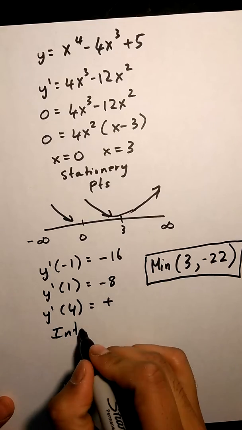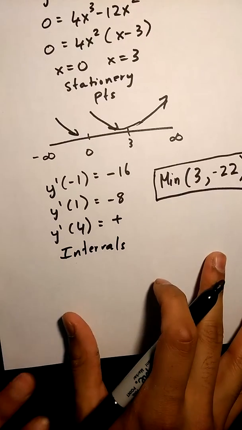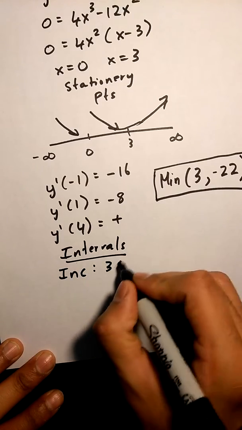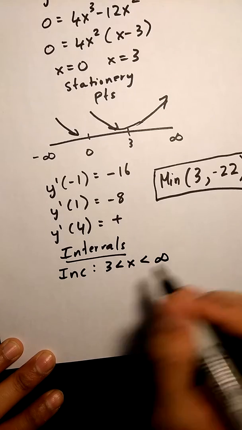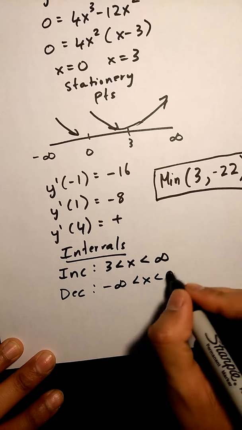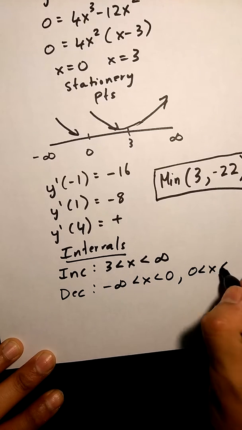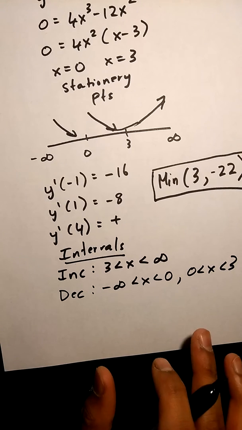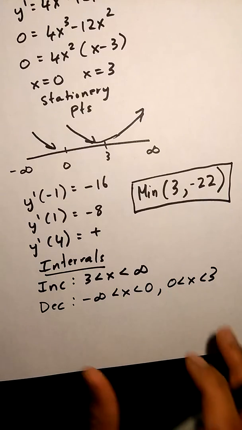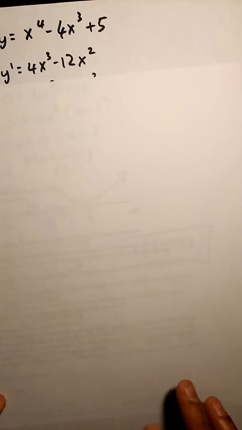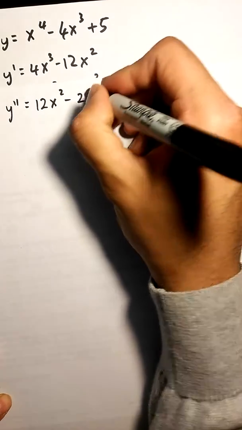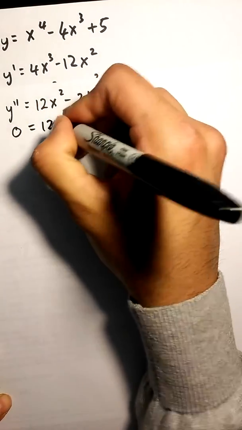Also write our intervals of increase and decrease. So next we want to find our inflection points by doing the double derivative. Make it equal to 0.